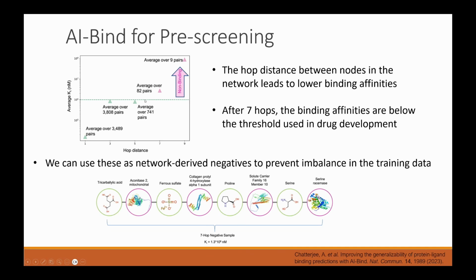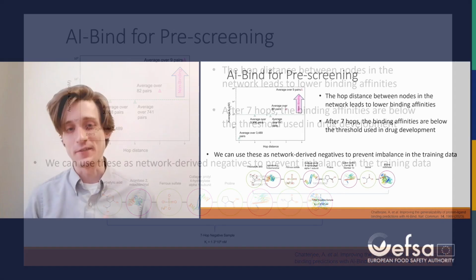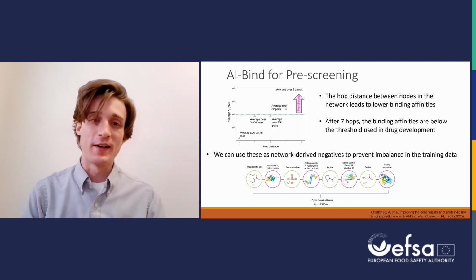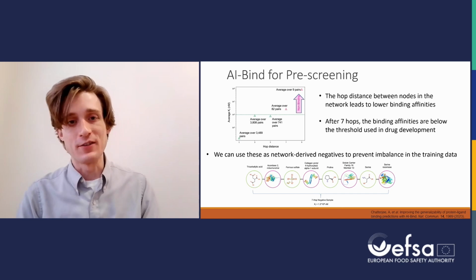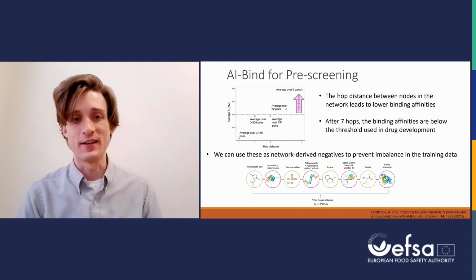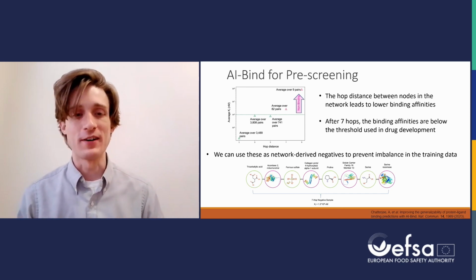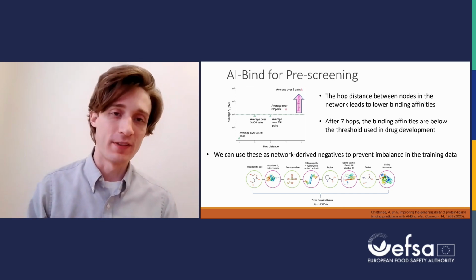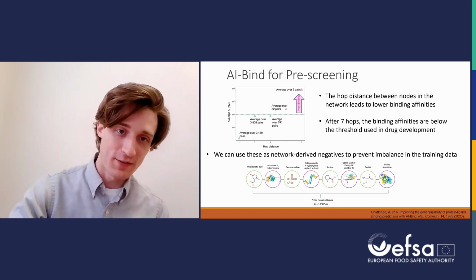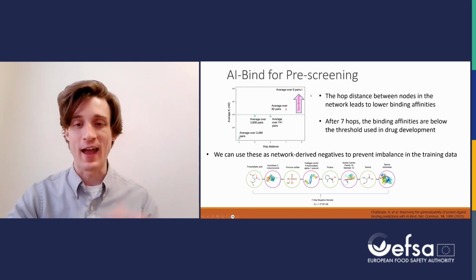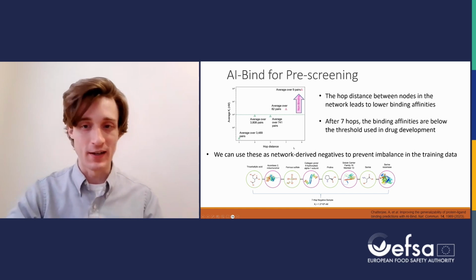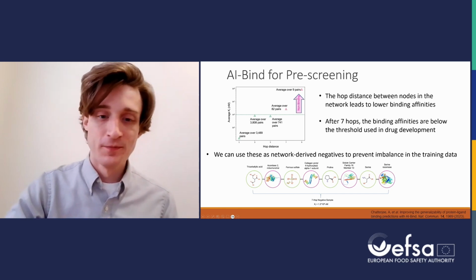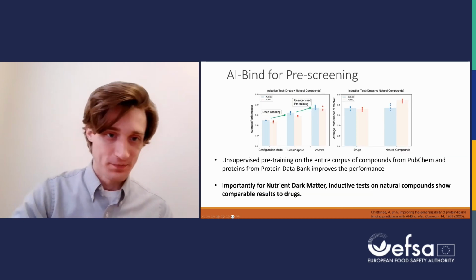This is what is commonly used in drug development. Anything below this line is typically considered to have significant binding potential to be used as a drug. Whereas if it's above this line, the binding is too sporadic or too weak to cause any signal to occur within the body, right? And so using this, we can use this hop distance as a measure to start adding network-derived negatives to fix the imbalance of DeepPurpose, which is what we do next here.